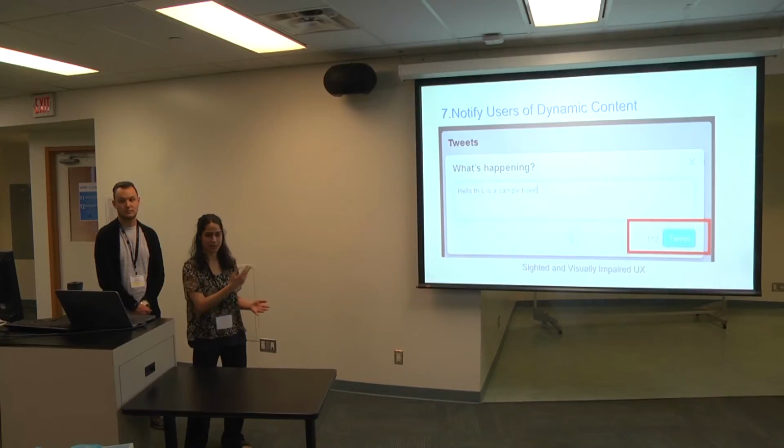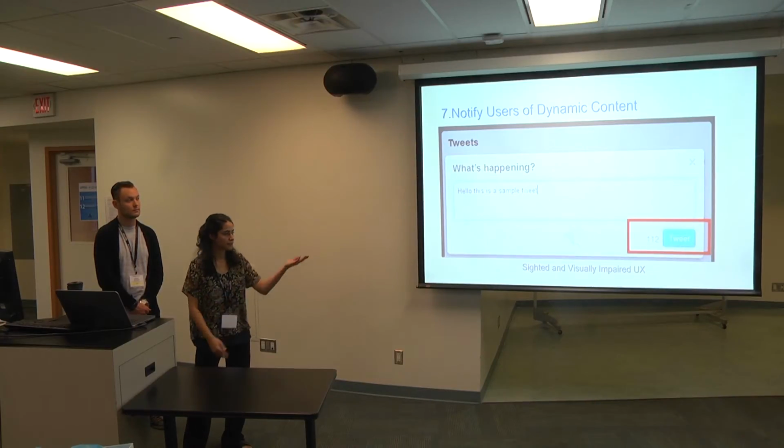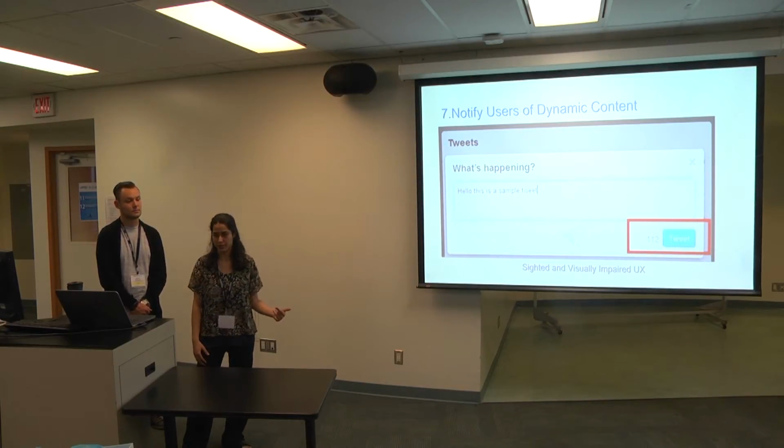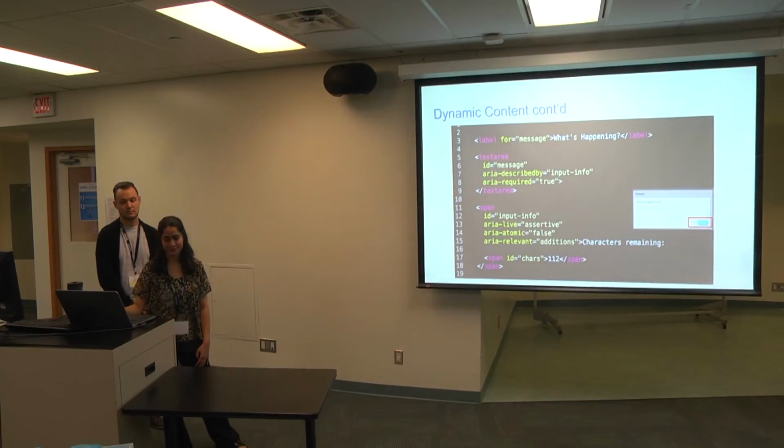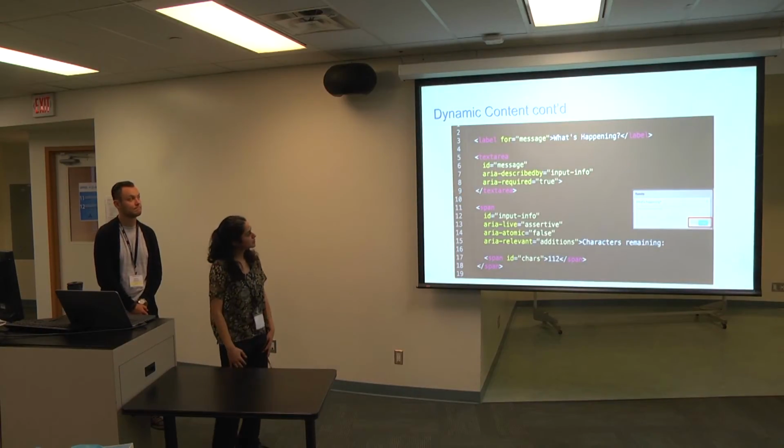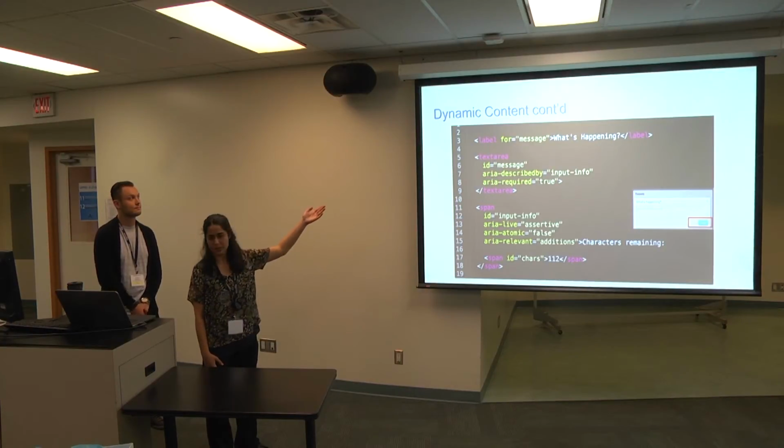Now if the user presses another character like I, then the number should go down to 111. And the user using a screen reader should also have the same experience. So how do you implement this using the programming code? Let's look at it. So you see the label at the top that says what's happening.